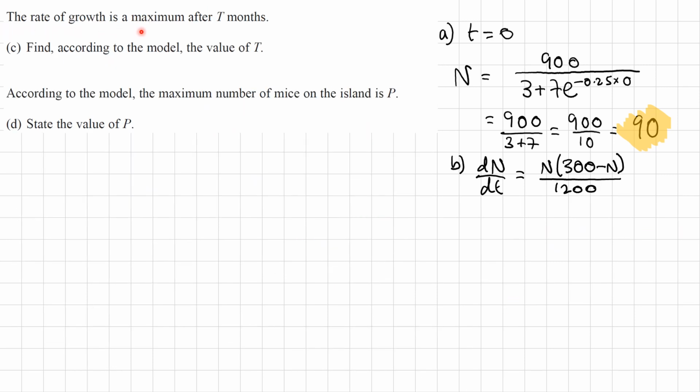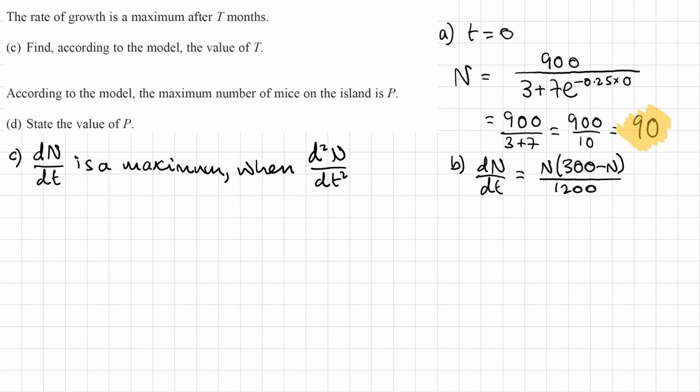The rate of growth is a maximum after T months. Part C, find according to the model the value of T. Now we want to find when dn/dt is a maximum, that's the growth rate. And we find when it's a maximum when the next derivative, d squared n over dt squared, is equal to 0. So we're going to take what we had from part B and we're going to differentiate it and set it equal to 0 and find the value of n.